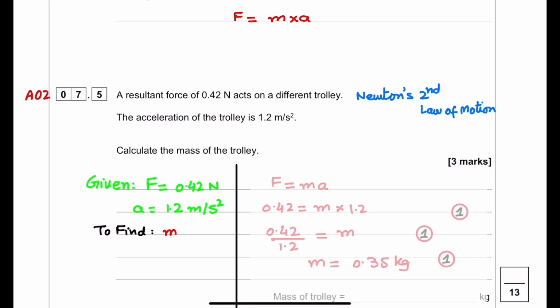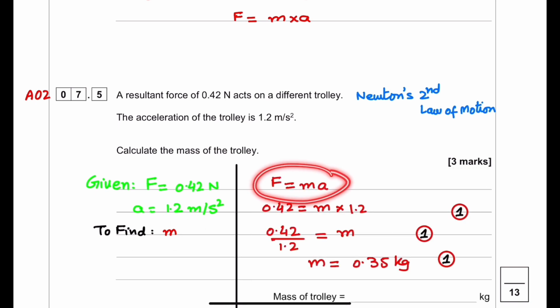Let's see the model answer. We know that force is equal to mass into acceleration. The force is 0.42 Newton. The mass we need to find, and acceleration is 1.2 meter per second square. To make the mass of the trolley the subject, 1.2 will go on the other side and 0.42 will be divided by 1.2. So the mass of the trolley is, by using the calculator, 0.35 kilograms.